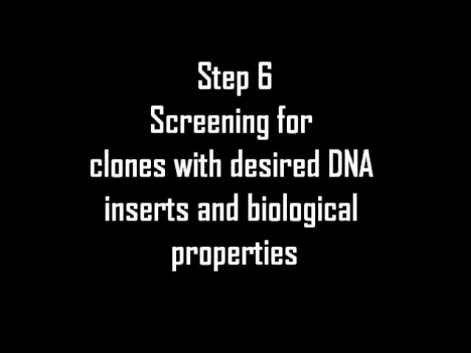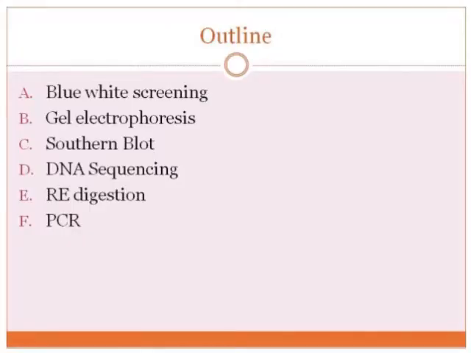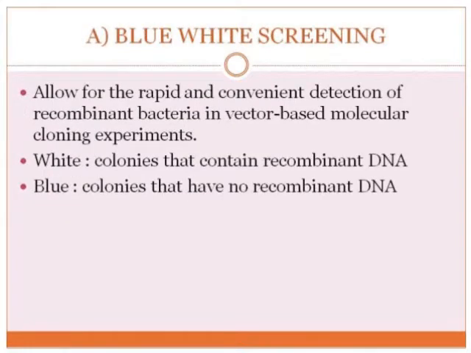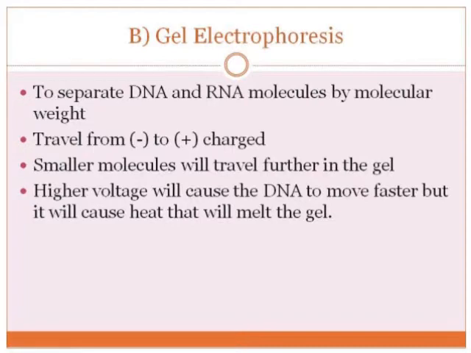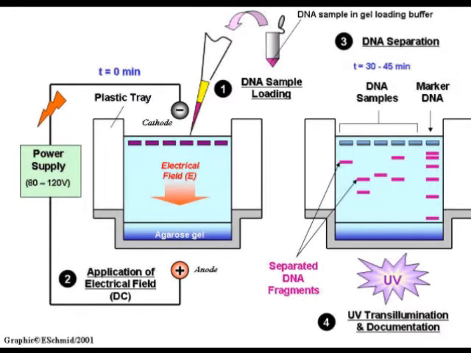Step 6. The screening of clones with desired DNA inserts and biological properties. Actually, this step is all about DNA analysis and also to test the resulting clones for the presence of the insert in the vector. Firstly, blue-white screening is a rapid and convenient detection of recombinant bacteria. Second, gel electrophoresis is used to separate RNA and DNA molecules based on their molecular weight.